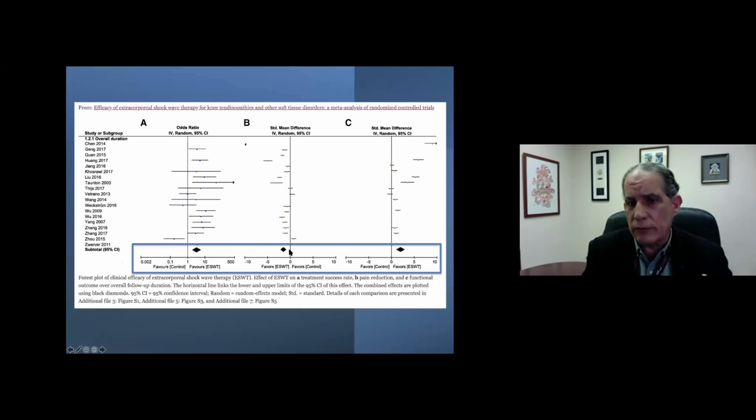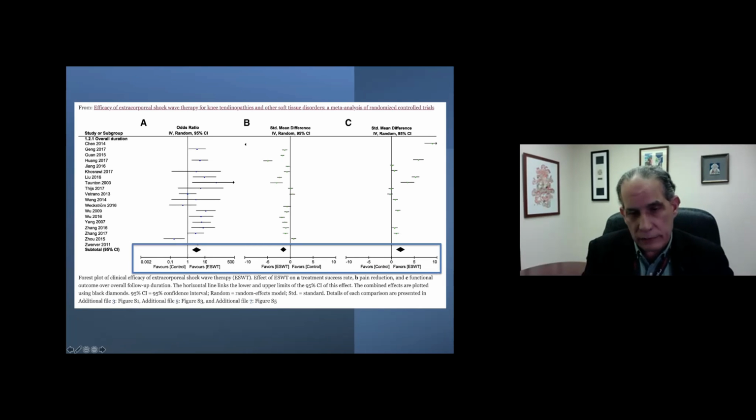The second column is the opposite, because this is not about increasing something, but about reducing pain. And of course, when you reduce pain, you have to go in the opposite direction, is reduction. And here you see 13 studies showing the same effect, a reduction in pain with shockwave therapy. Okay? And finally, this is the functional outcome, which is clearly important for athletes.